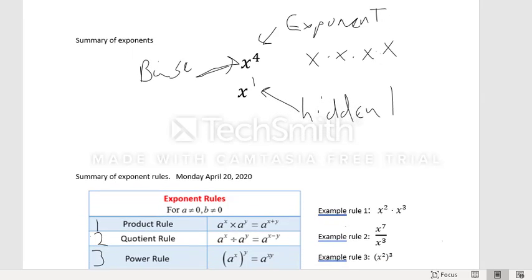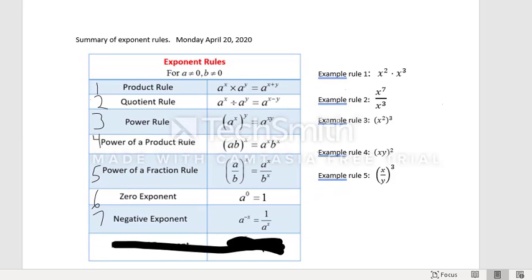All right, we'll look at a couple of exponent rules. The first one is the product rule. You guys did this one a little bit on Thursday. If you have two things that are multiplied together with exponents, as long as they have the same base, you add the exponents. So x squared times x to the 3rd, 2 plus 3 is 5, so that's x to the 5th.